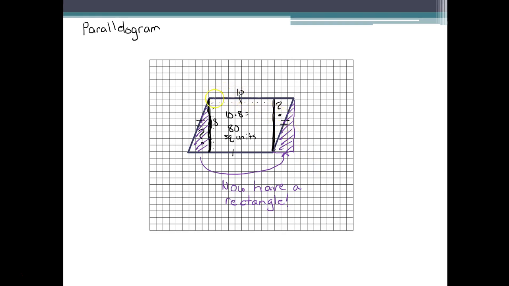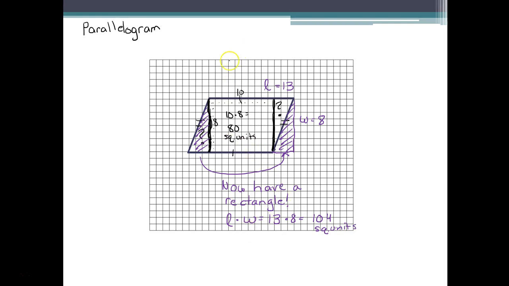Let's see, if we do that, we got 1, 2, 3, 4, 5, 6, 7, 8, 9, 10, 11, 12, 13 for the length, and 1, 2, 3, 4, 5, 6, 7, 8 for the width. So you can do length times width, or 13 times 8, gives you 104 square units for the entire parallelogram.